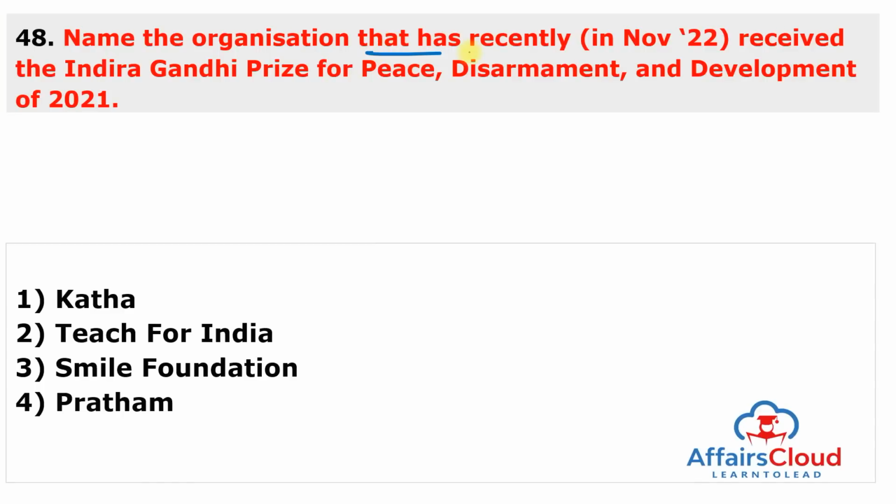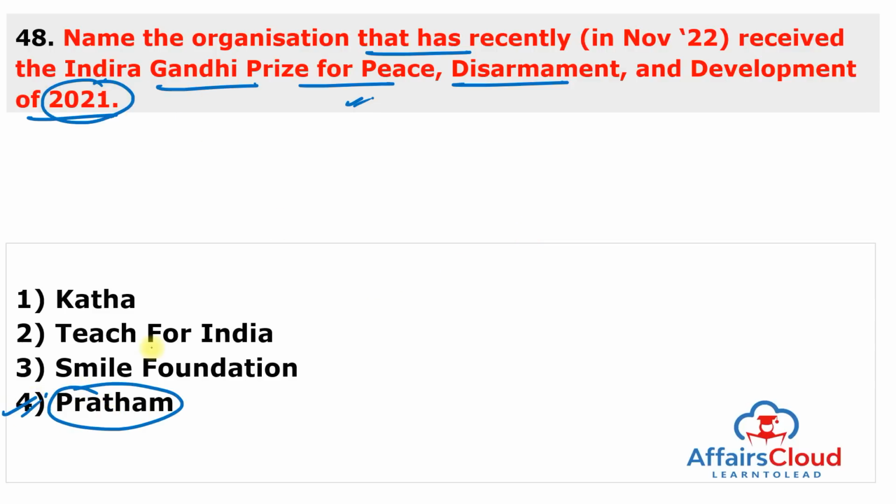Name the organization that has recently received the Indira Gandhi Prize for Peace, Disarmament and Development of 2021. Very important question. This is Indira Gandhi Prize for Peace, Disarmament and Development, and it is for the year 2021, and the name of this organization is Pratham. Answer of this question is 4.